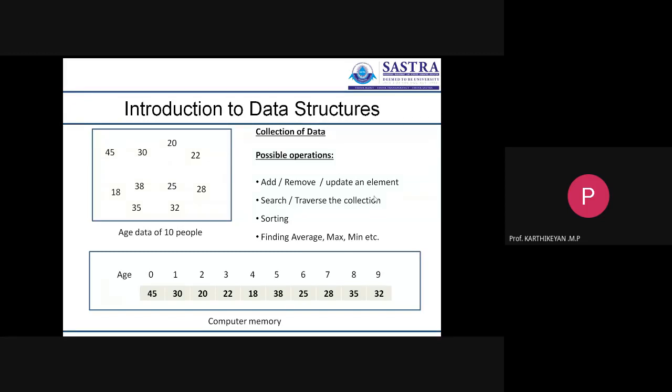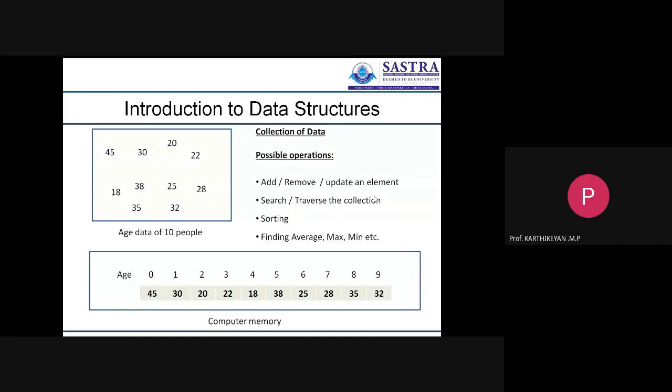So here I said age of 10 people. Instead of this, you can have marks, a set of marks. So in a set of marks, what can we do? We can find the maximum mark, minimum mark, average of marks. If you take a set of students, what are the possible operations we can perform? Find the maximum mark student, or find the students who are all coming from Trichy, or find the students who are all coming from Tanjavur. So like this, whenever we have a collection of data, these are all the possible operations we will perform.